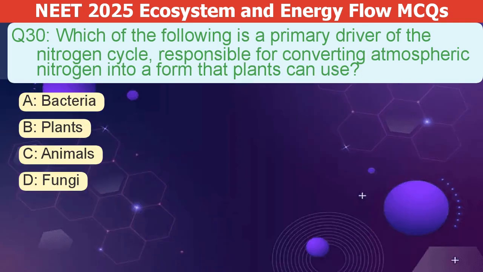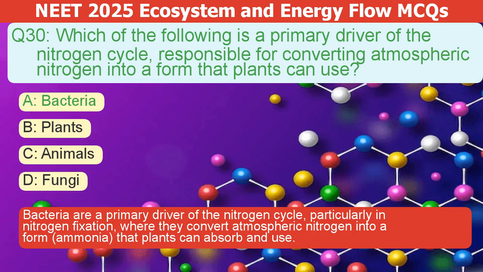Which of the following is a primary driver of the nitrogen cycle, responsible for converting atmospheric nitrogen into a form that plants can use? A. Bacteria. B. Plants. C. Animals. D. Fungi. The correct answer is A. Bacteria are a primary driver of the nitrogen cycle, particularly in nitrogen fixation, where they convert atmospheric nitrogen into a form, ammonia, that plants can absorb and use.